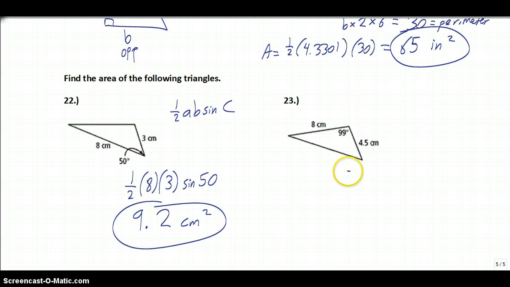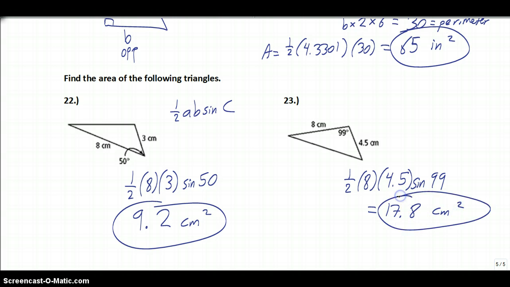This one, 1/2 8 times 4.5 times the sine of 99. Interesting. 0.5 times 8 times 4.5 times the sine of 99 gives you 17.8 square centimeters.